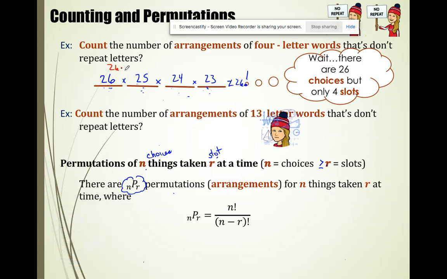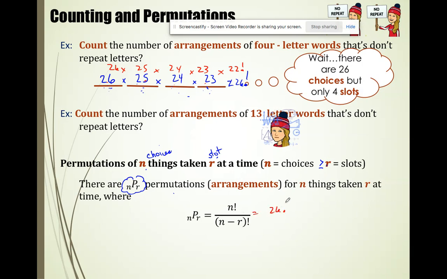That would be 26 times 25 times 24 times 23 times 22 times 21 times 20 times 19 times 18 times 17. Well, isn't that 22 factorial? So my actual answer isn't 26 factorial, but it's 26 factorial divided by 22 factorial, right? And then you will just have 26 times 25 times 24 times 23, right?